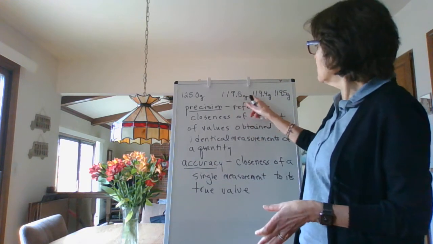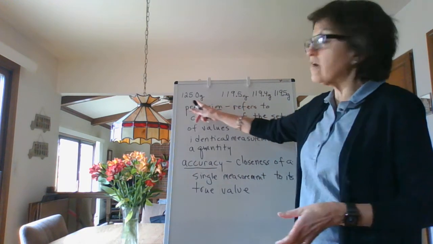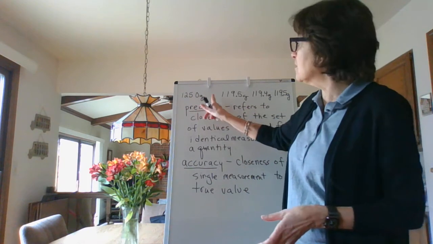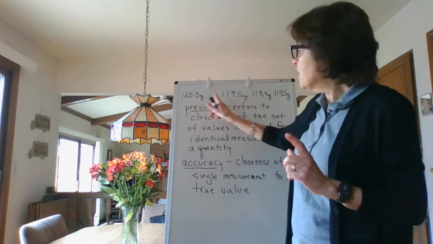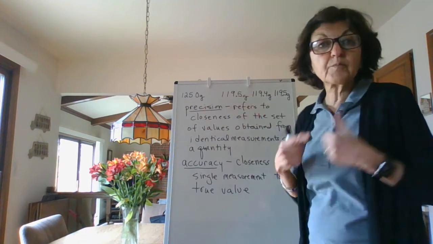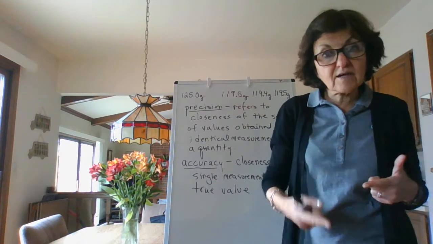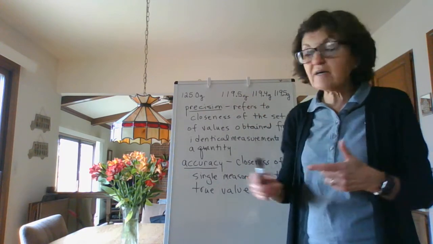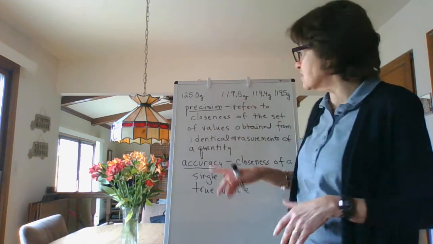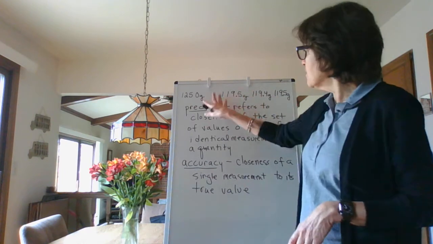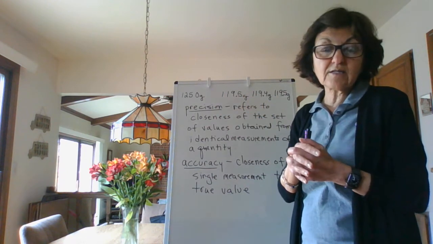So these three numbers are not accurate because the actual value is 125. However, the three numbers are precise. Like you tried it 3 times and all 3 times you got the same value or very close. So they're very close. These three numbers are precise.